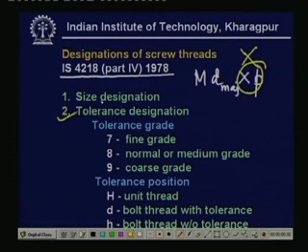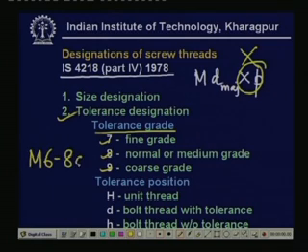Then the tolerance designations, the tolerance grades are there. The tolerance grades may be different. For fine grade a symbol number 7 is used. For 8 this is normal or medium grade, for 9 this is coarse grade, and for tolerance positions, H is for nut thread, D is for bolt thread with tolerance, and H for bolt threads without tolerance. I shall give you one example.